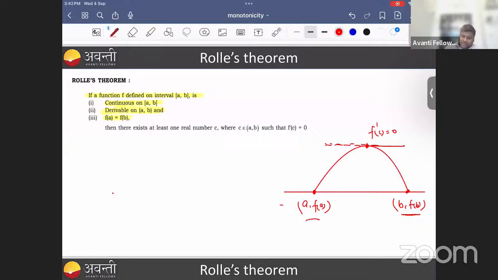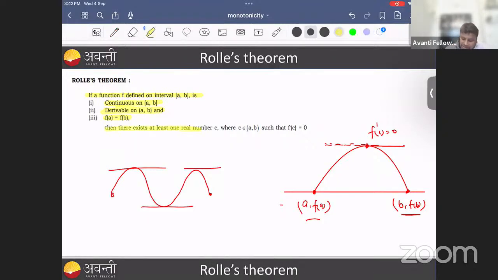But this may happen at multiple points also. Like, the graph is something like this. Then there can be more than one point where the tangent is parallel to the x-axis. That is why in the theorem they say there exists at least one real c in a to b where f dash c is 0. Got it? There exists at least one real c, where c belongs to a to b, such that f dash c equals 0. This is what Rolle's theorem is all about.